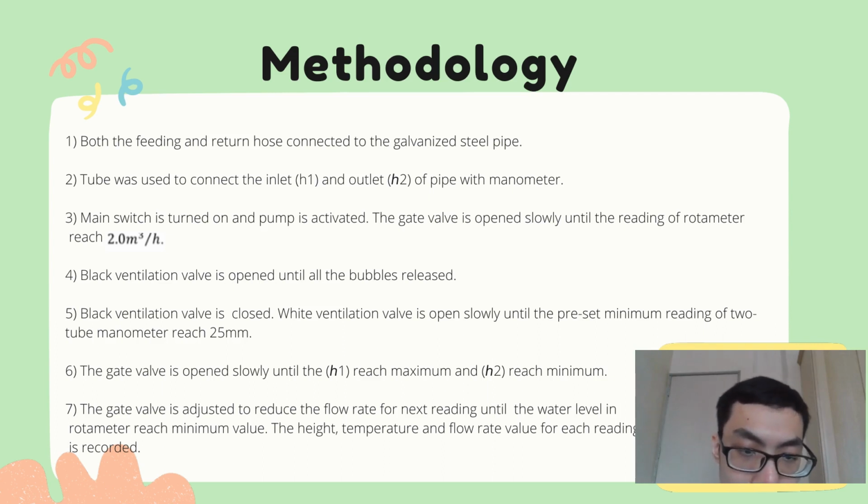Right ventilation valve is opened slowly until the preset minimum reading of the 2-tube manometer reaches 35 mm. The gate valve is opened slowly until H1 reaches maximum and H2 reaches minimum value. The gate valve is adjusted to reduce the flow rate for the next reading until the water level in the rotameter reaches minimum value. The height, temperature, and flow rate value for each reading is recorded.